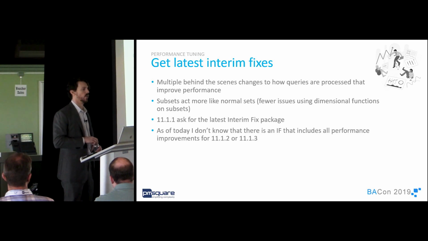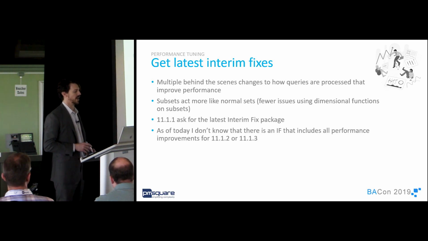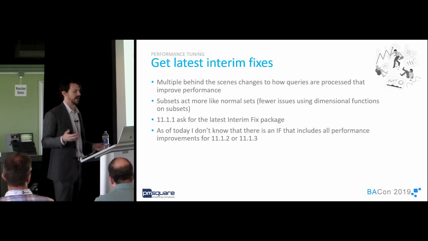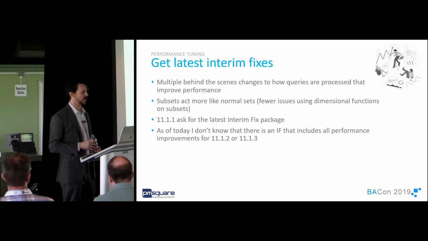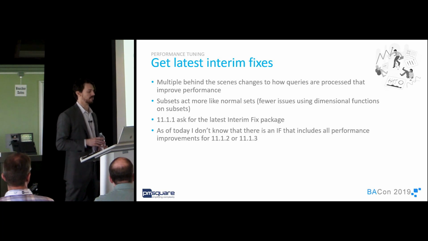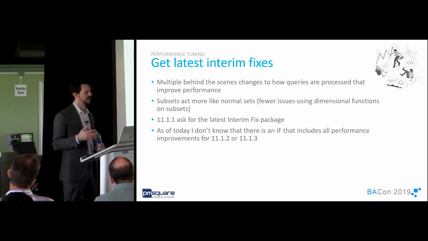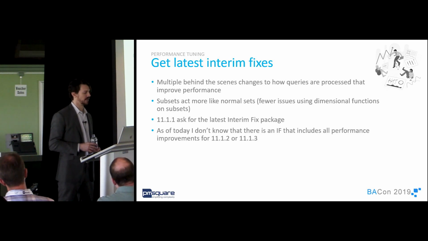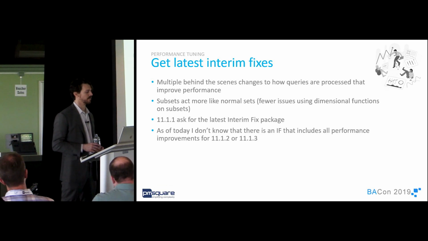subsets now act more like normal sets. I was initially very frustrated when trying to build some of these reports, and I would try to utilize a subset, which theoretically should just be a set that I can use with any dimensional function as I would a normal set, and I would get weird errors. After some of the changes IBM has made, they now, in every circumstance, or at least almost every circumstance, act like normal sets. So you're less likely to run into those barriers.